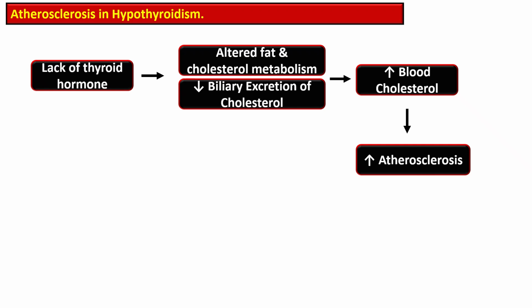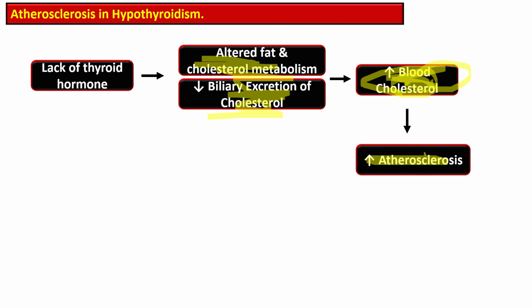Atherosclerosis develops in hypothyroidism. The thyroid hormone deficiency alters the metabolism of fat. There will be decreased liver excretion of cholesterol and increased blood cholesterol and lipid level. So the fat breakdown is impaired and cholesterol elimination via bile is impaired. That leads to hypercholesterolemia, that is high blood cholesterol, and hyperlipidemia will accelerate the process of atherosclerosis, that is the presence of fatty plaque or deposits in arteries, and these lead to arterial narrowing and reduced blood flow.